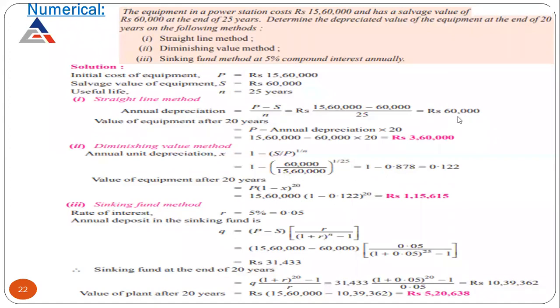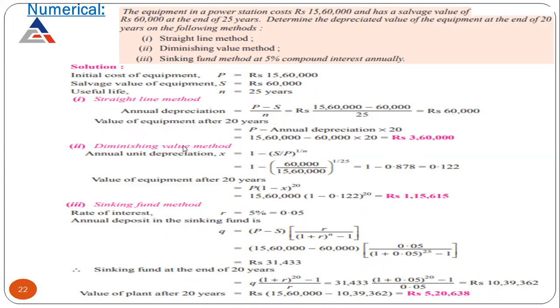Just solve it and you get this result. Okay, so the value of the equipment after 20 years. If you want to calculate the value after 20 years, it comes out to be P minus annual depreciation. This is annual depreciation multiplied by 20. So 1,560,000 minus 60,000, divided by 25, multiplied by 20. Okay, so this is the result.